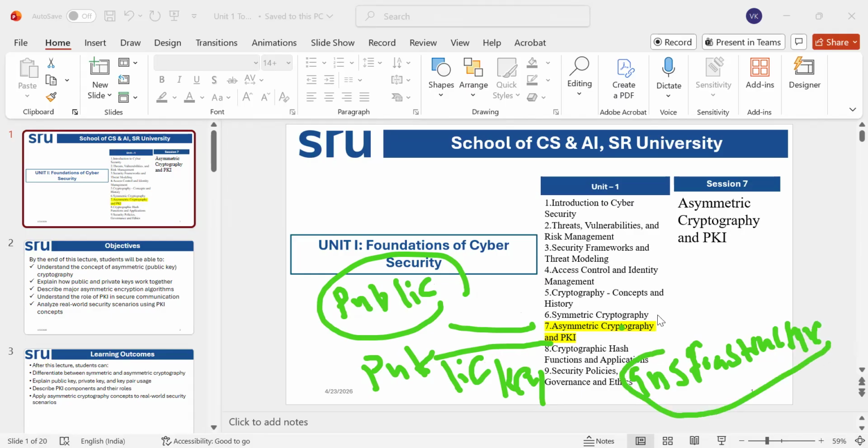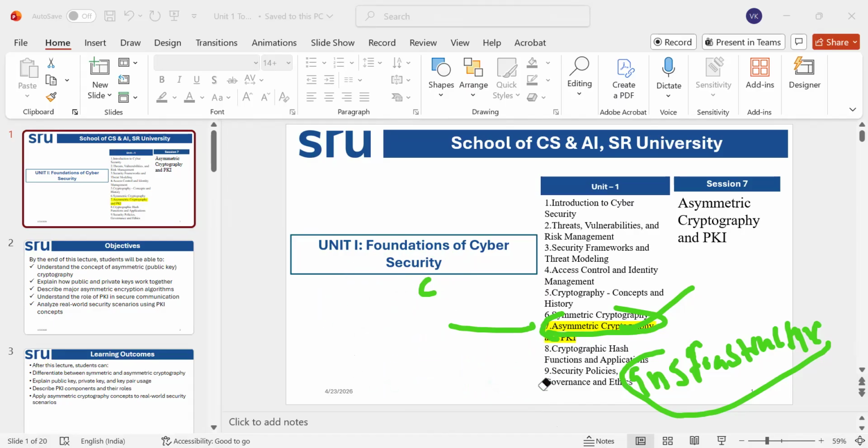That means what asymmetric cryptography is, how it works, and what the different algorithms are. Those things will be covered in asymmetric cryptography. Also, we will see the difference between symmetric and asymmetric cryptography. Later, we will understand the public key infrastructure, the components of public key infrastructure, what those are and why they are needed. Okay, let's start today's topic.